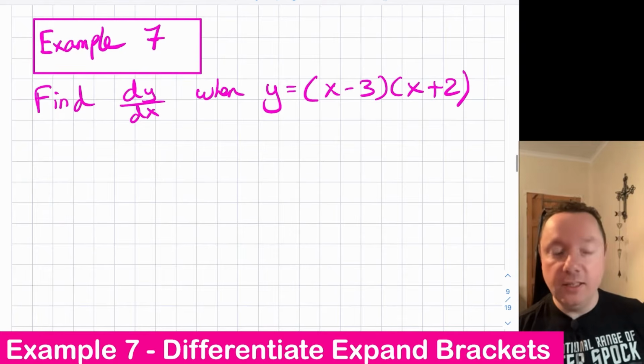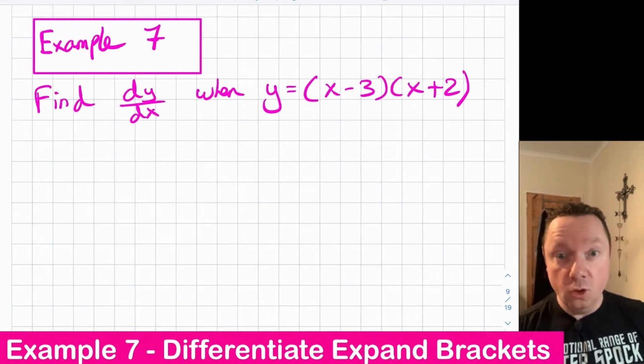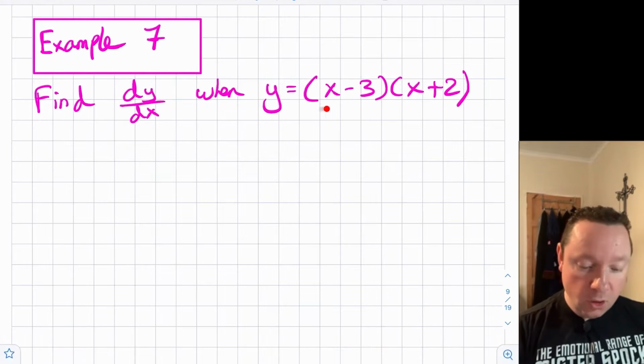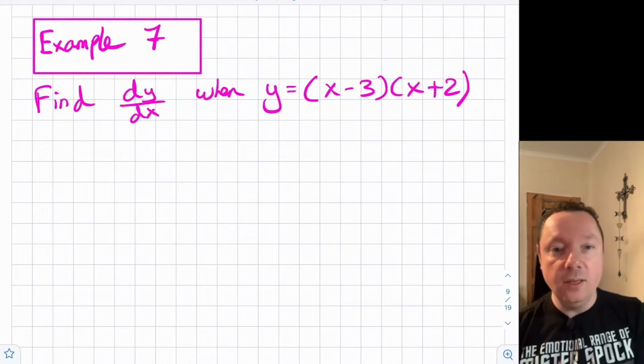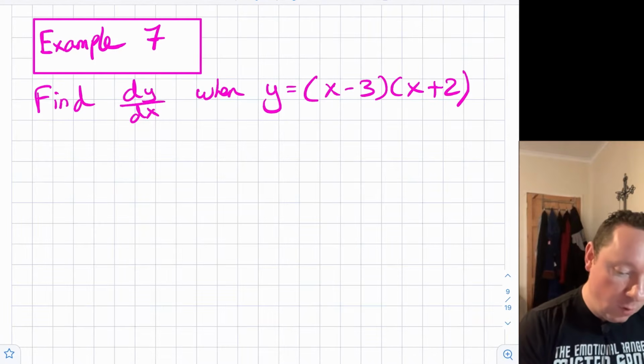Example 7 says find dy by dx when y equals (x minus 3)(x plus 2). Now do not be tempted to try and differentiate this first. You can't do it because it's a bracket times a bracket. You need to separate it out into its terms, which is term plus term plus term. Otherwise we can't do it, not right now. So we start manipulating y.